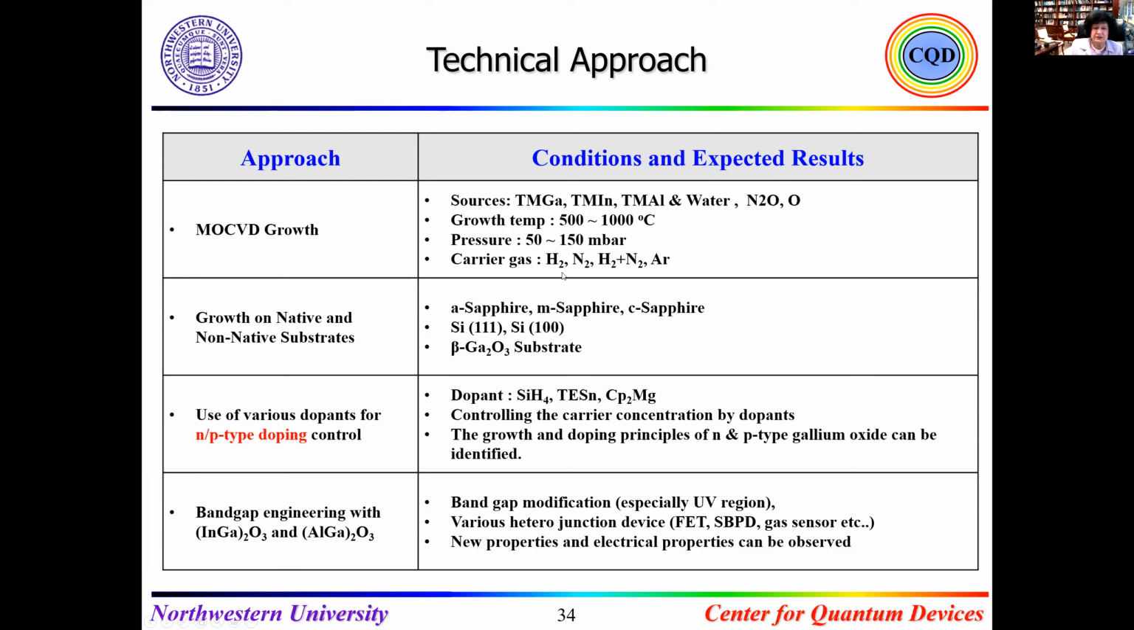We use a growth temperature in this reactor that can go up to 1000 degrees, and for MOCVD you cannot go to very low temperature because you need the temperature to decompose the organometallic. The pressure is between 50 and 150 millibar, using carrier gas such as hydrogen or nitrogen. For the substrate, we tried different sapphire substrates and also beta gallium oxide. For doping we use silicon, tin, and magnesium, and for band gap engineering we make indium gallium oxide, aluminum gallium oxide, etc.